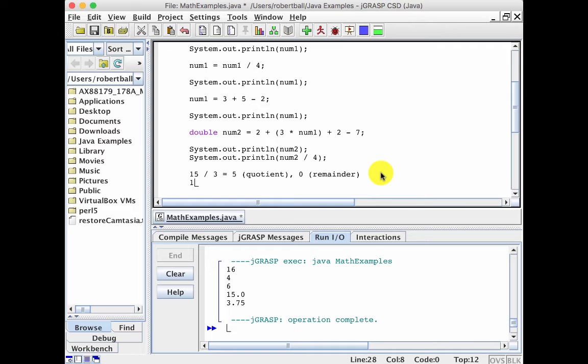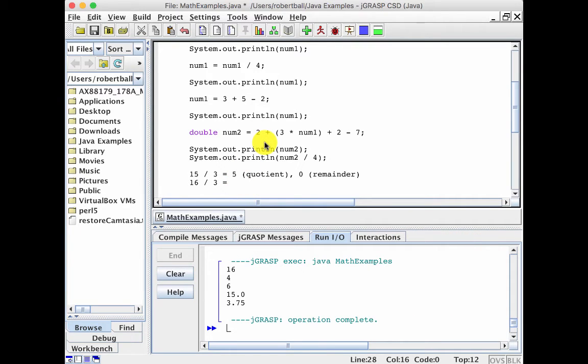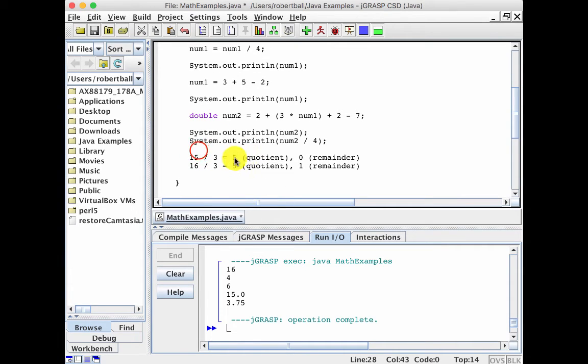So let's do that. 16 divided by 3 equals, well, let's get our calculator out. 16 divided by 3 equals 5.33333. Oh dear. So that's going to be 5, the quotient. Well, what's the remainder? That's right, it's going to be 1. Remainder of 1. So if you remember your math from 3rd grade, 16 divided by 3, this is before you got into decimal places. If you're dealing with just your integers, then 15 divided by 3 equals 5.